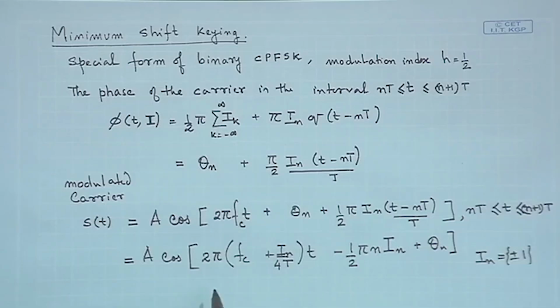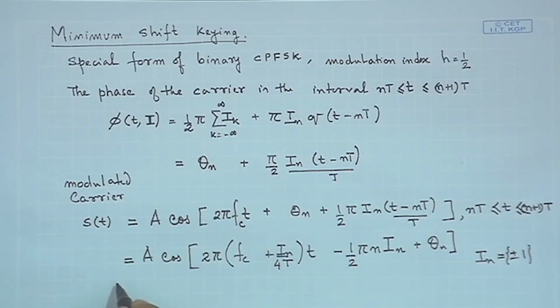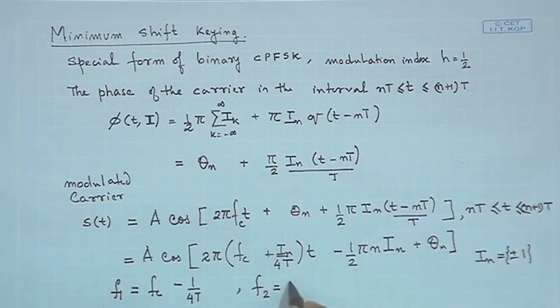So, moving into this expression, what we can see is that this term we could view it rather as there are two different carriers. So, we could write that f 1 is equal to f c plus. So, this I n, since it can take plus and minus values, you could take it as 1 by 4 T, and you could also take f 2 another value with a plus sign, f c plus 1 upon 4 T. So, if you look at it, it appears as if it can take two different values of frequency, f 1 and f 2.